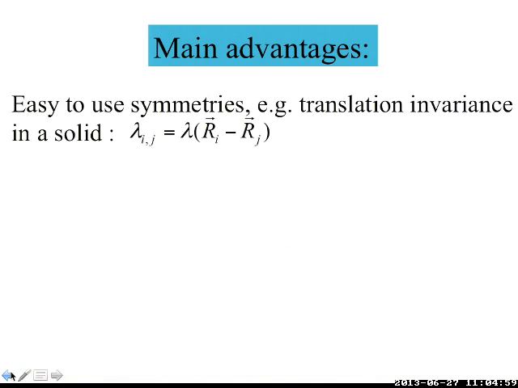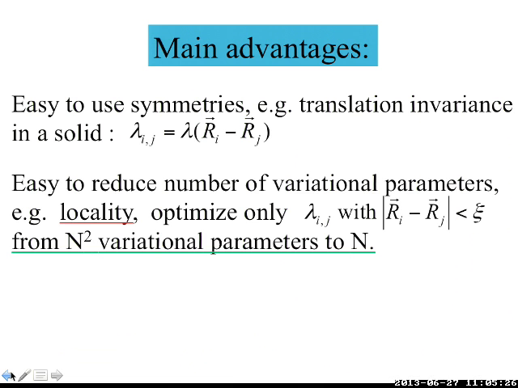It's very simple, because suppose you want to satisfy translation invariance, so you have a solid. With molecular orbitals it is a mess. You have to use complex orbitals, and if you want to do the real representation, you get stuck. It's possible, but very complicated. Here you just have to require that lambda ij is translationally invariant, so you don't have many problems to satisfy symmetries.